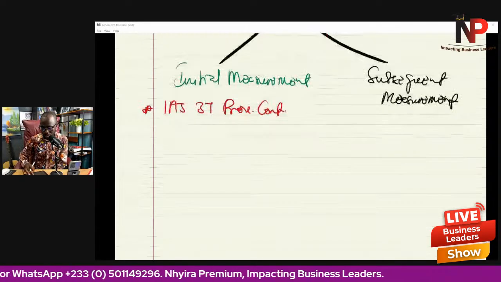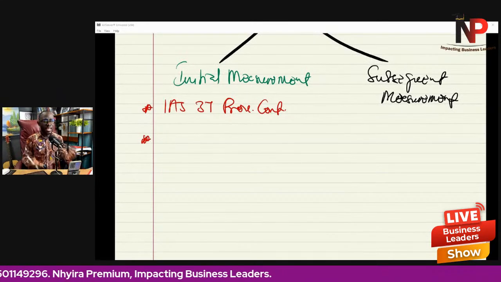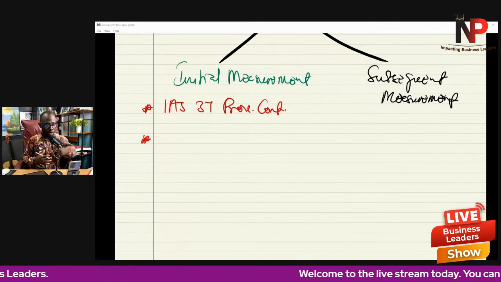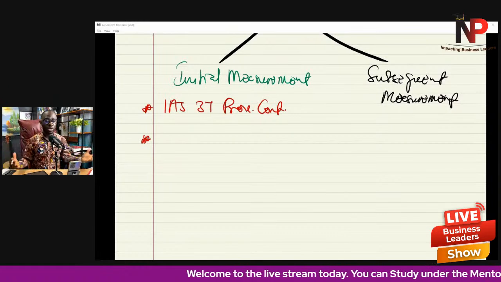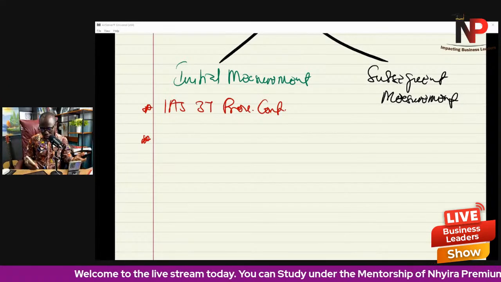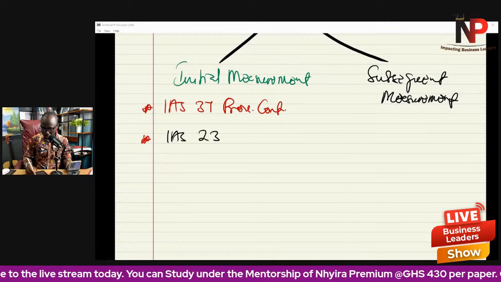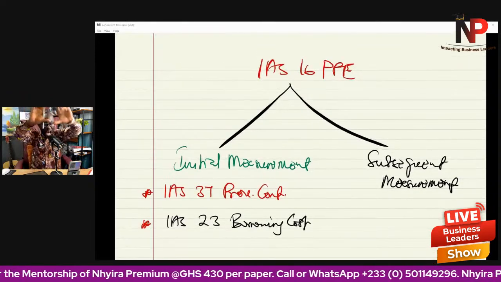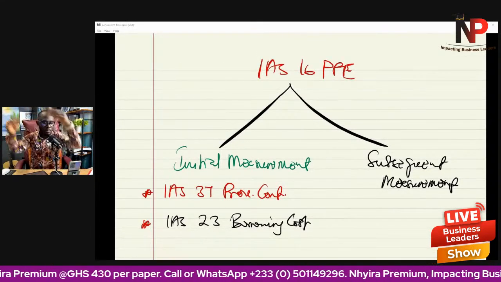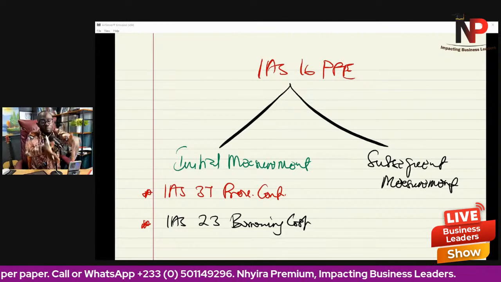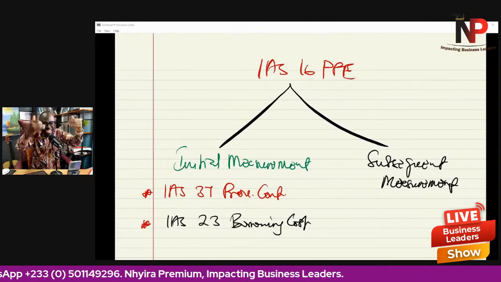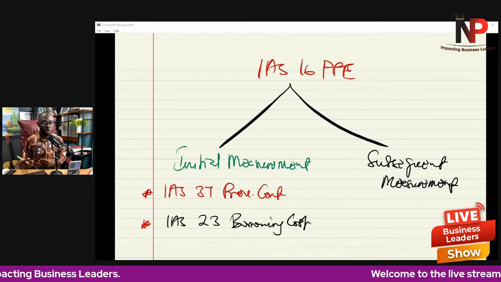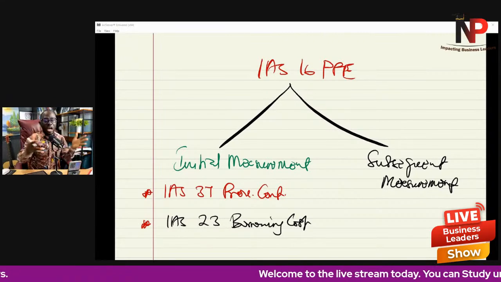But not only that, sometimes entities are going to be borrowing money to either acquire assets or build assets. So maybe you're dealing with qualifying assets. Hence, you're going to be looking at IAS 23, borrowing costs. Sounds good? So when you're learning IAS 16, property, plant, and equipment, and you get to initial measurement of property, plant, and equipment, you must identify where IAS 37 fits. Where does IAS 23, borrowing cost, fit? How do we account for it?